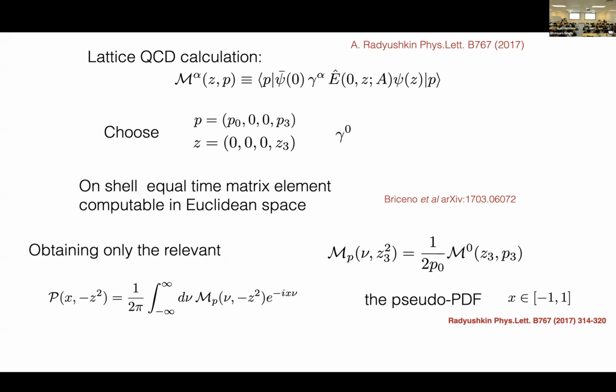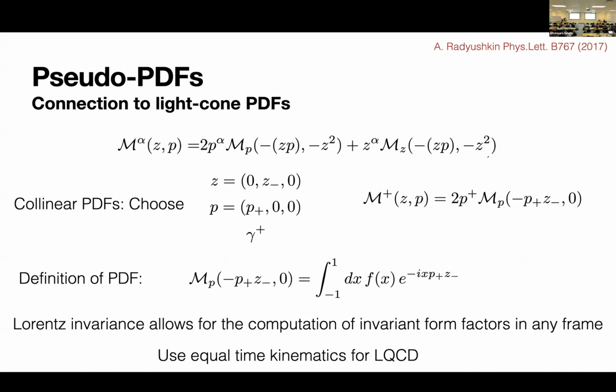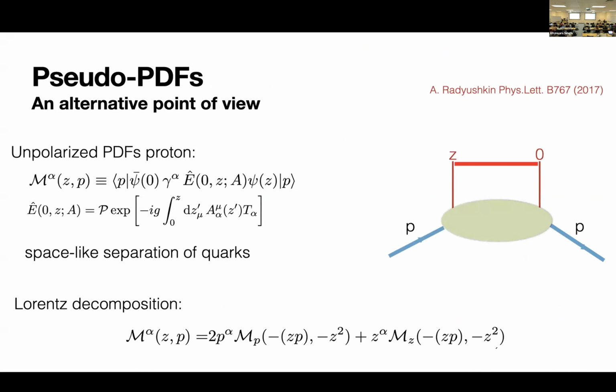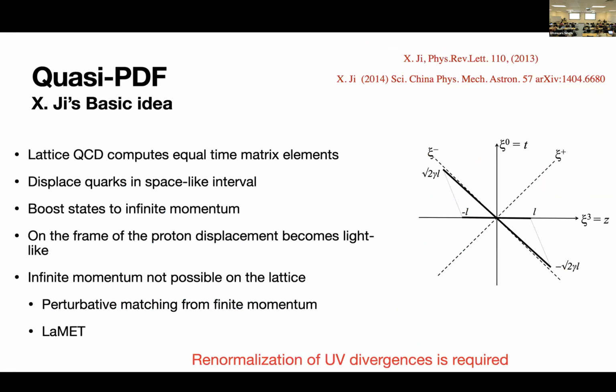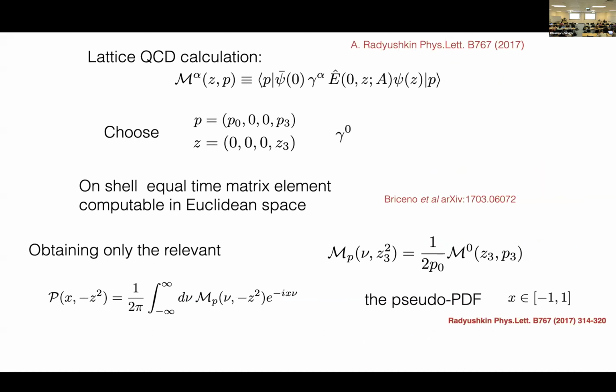How do I go back? Go back. Because the index alpha is the gamma 4, this term drops out because the fourth component of my z, the separation, is 0.